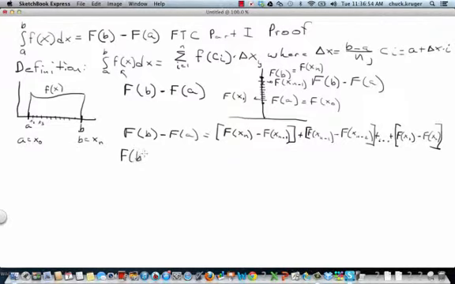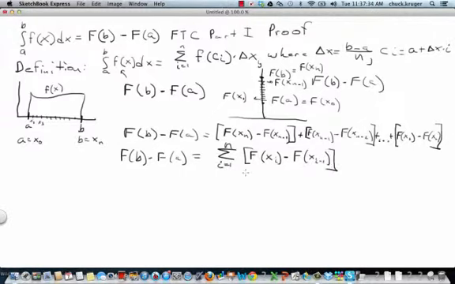Since I use the word sum, I can write it in summation notation, and this can be replaced as the sum, as i goes from 1 to n, of these distances, f of x sub i minus f of x sub i minus 1.